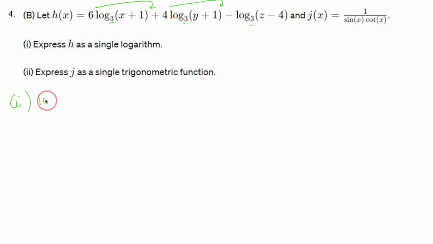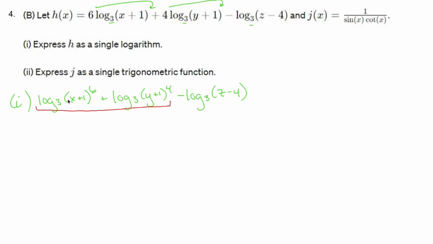So you become log base 3 of x plus 1 to the 6th power, plus log base 3 of y plus 1 to the 4th power, minus log base 3 of z minus 4. Then what you would want to do is organize all the pluses together and all the minuses together, and that's already taken care of. Step number 2 is if you add logs of the same base, multiply the inside. So this becomes log base 3, I'm going to put a nice little bracket here, x plus 1 to the 6th times y plus 1 to the 4th.